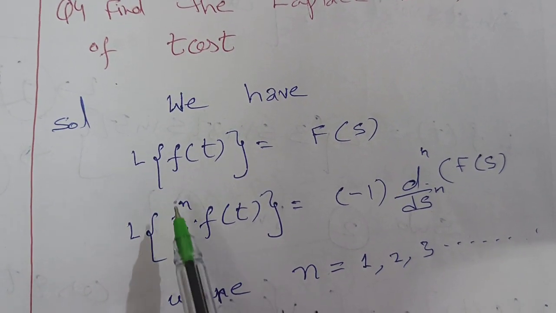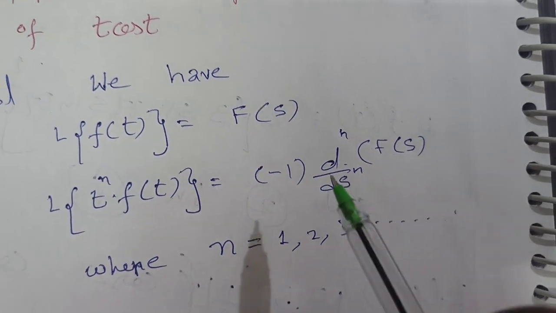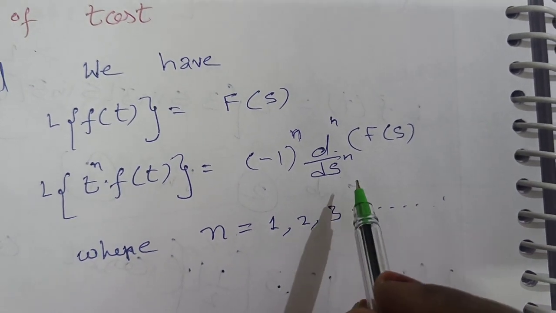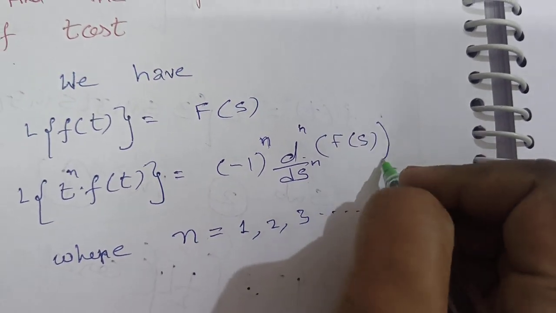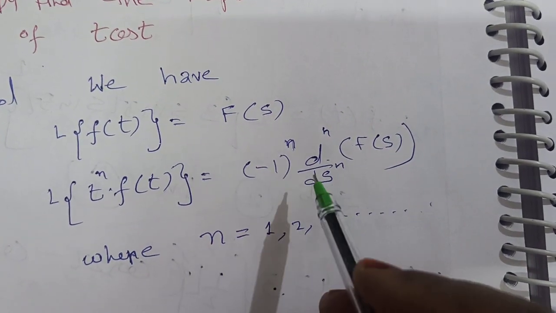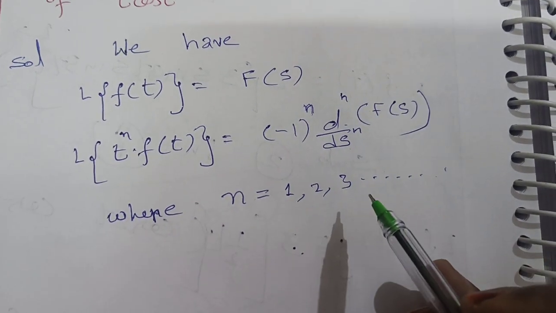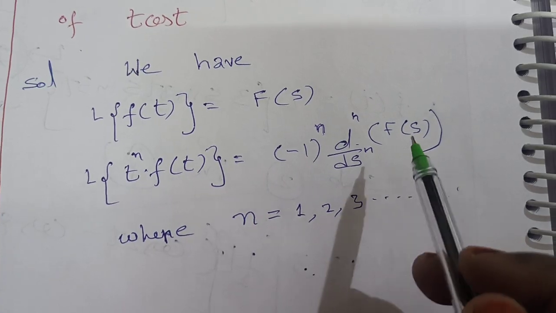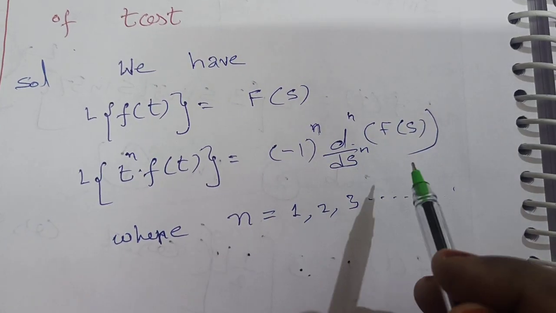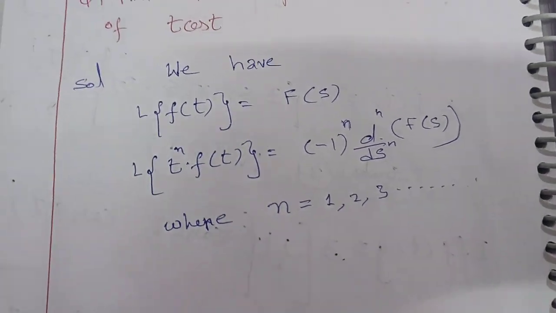When we take t to the power of n with this function f of t, it becomes (-1) to the power of n d^n by ds^n of F of s. Here we will differentiate the function F of s with respect to s n number of times. n takes the values 1, 2, 3 and so on. If n is equal to 1, we differentiate one time. If n is equal to 2, we differentiate 2 times. Similarly, n equal to 3 means 3 times, and so on.